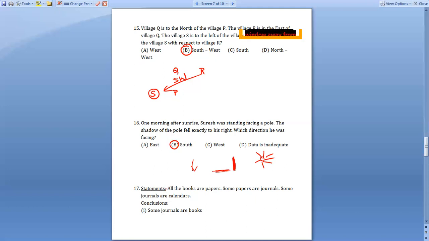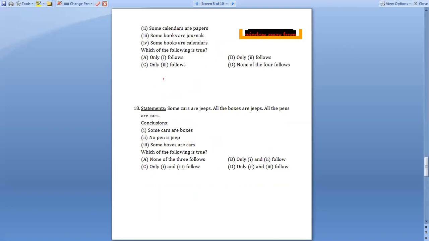So from here we have syllogisms. So read out the statements. All the books are papers. So we have discussed problems based on syllogisms using Venn diagrams, right? So let's use Venn diagrams. All the books are papers. So all the books, this is the set of books. So the set of books is contained in the set of papers. So this is the meaning of the statement, all the books are papers.